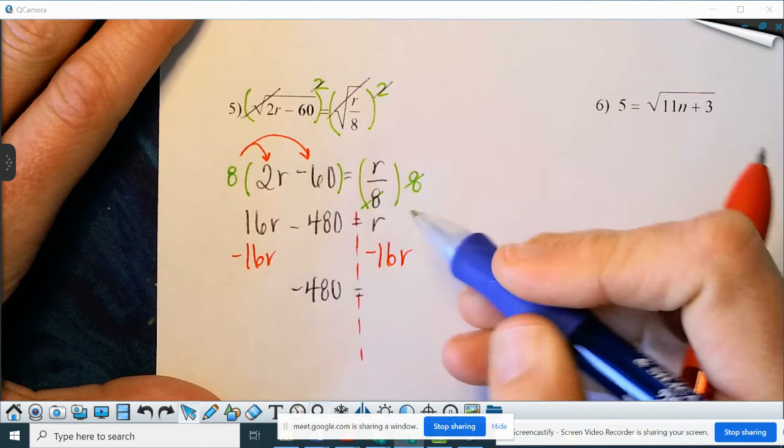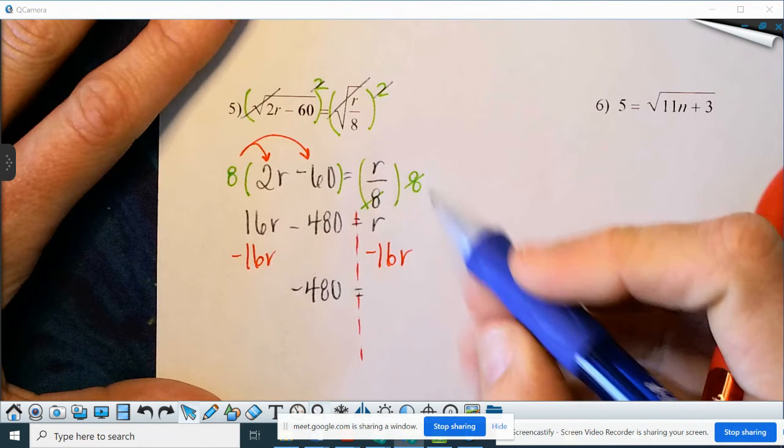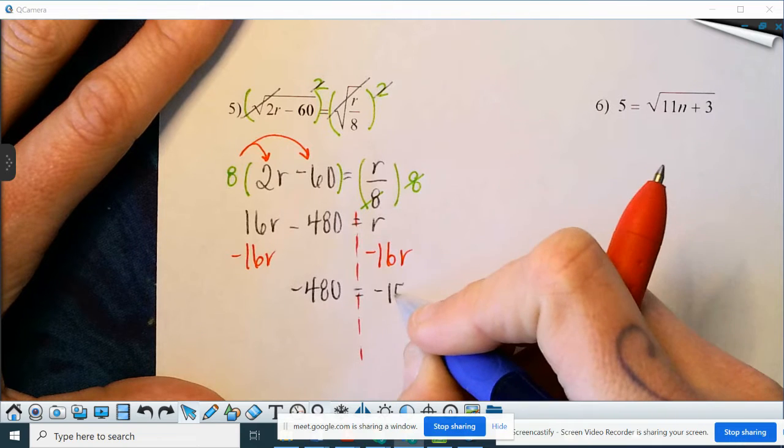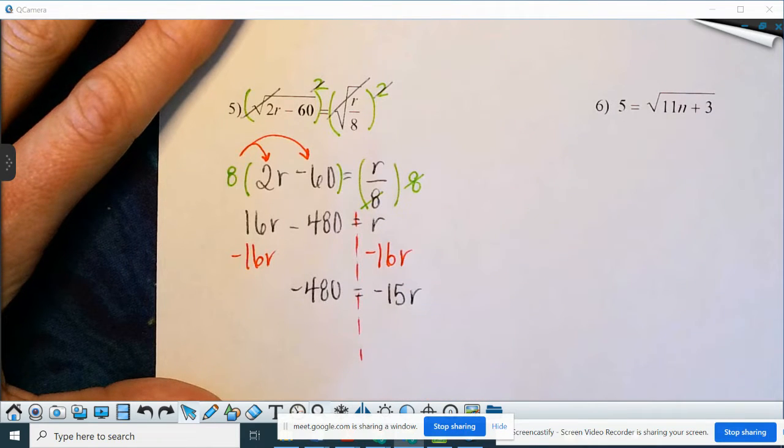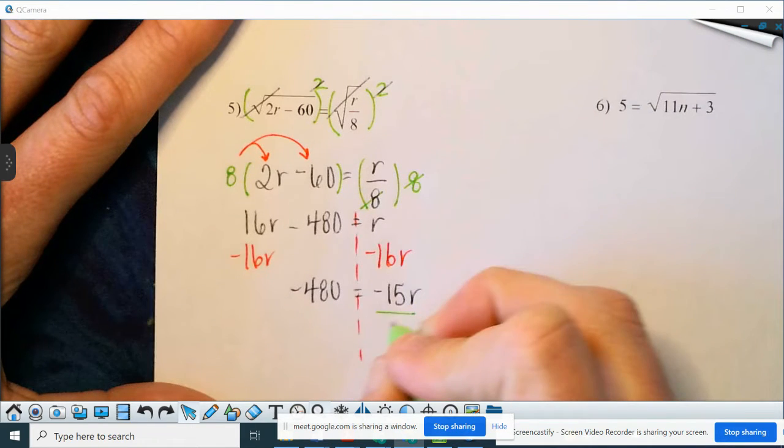So if I have a positive 1r and a negative 16r, that gives me a negative 15r, because 1 minus 16 is negative 15. And that is negative 15 times r. So we're going to divide by negative 15.